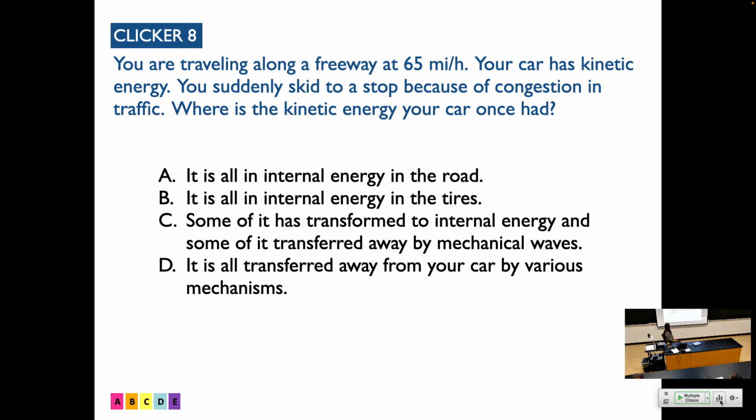So, obviously it doesn't all go to the road and it doesn't all go to the tires. Some of it's going to be heat in the road and the tires, and then some of it's going to be what else? Sound, right? So C is the best answer. It's not all transferred away from the car because some of it stays in the tires, which is why it's often a good thing, like we did in the first part of the last problem, to include internal energy, to include in your system things like the road, because not all of the energy leaves the car.